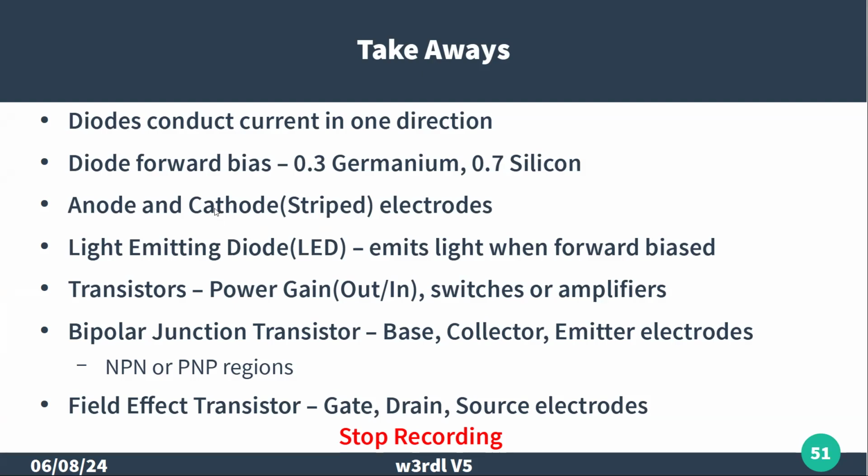Diodes have an anode and a cathode, and the cathode end normally has a stripe on it to indicate that it's the cathode. Light emitting diodes are special diodes made to emit light of different colors when they're forward biased. Transistors can give you power gain, or they can be used as switches. Bipolar junction transistors have a base, collector, and emitter. And field effect transistors have gate, drain, and source electrodes.